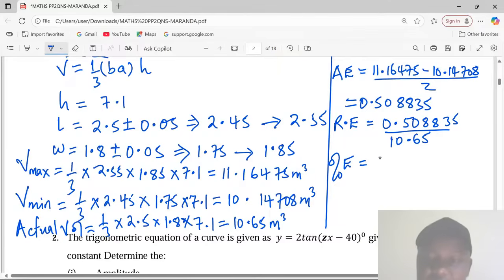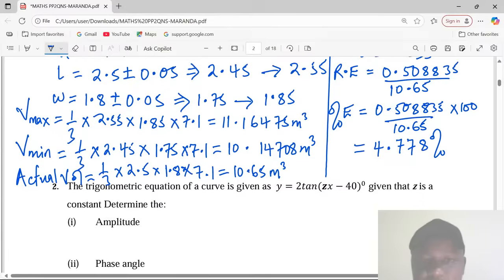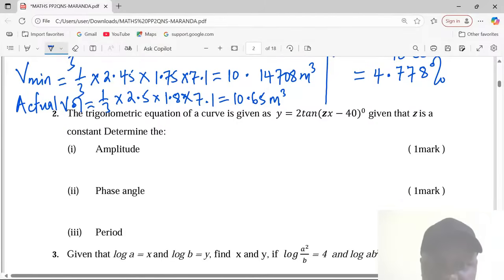Then after this, we go to percentage error. Percentage error is given by relative error times 100. So the relative error is already up here as an expression. Then times now 100. This is the relative error. We multiply by 100, we get the percentage error. So the percentage error should be 4.778%. We are now in number 2.